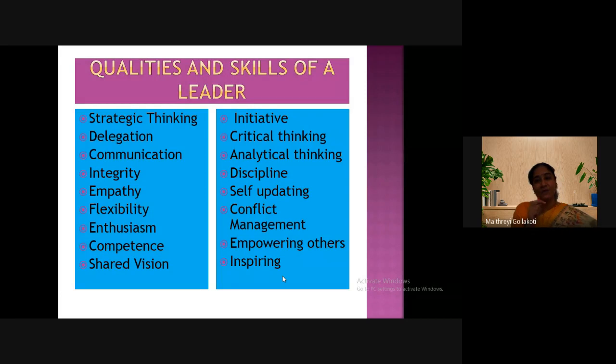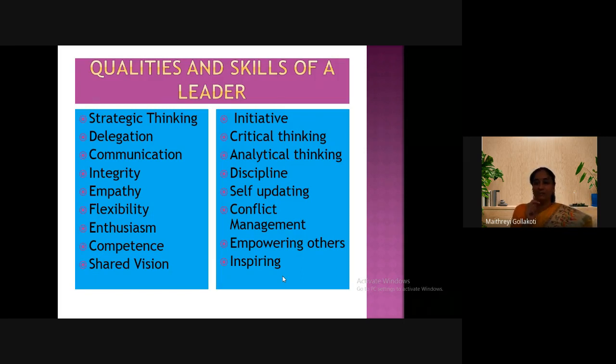Okay, shared vision. This is actually a follow up of enthusiasm. If you have enthusiasm, you should also spread that enthusiasm to your colleagues as well as your students. You should have a shared vision that, yeah, my students are going to be successful in this semester in all these subjects. That is some united vision you should have.